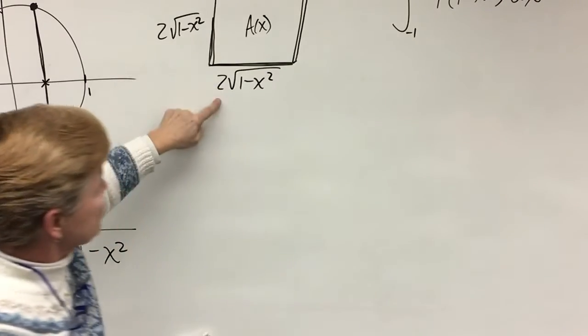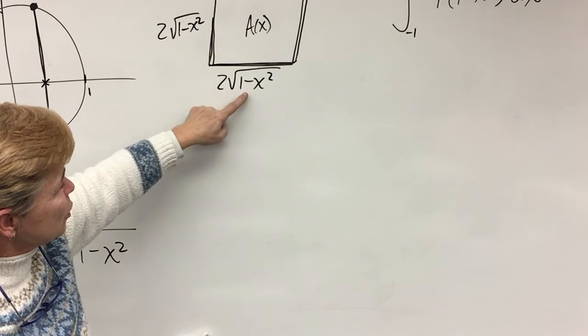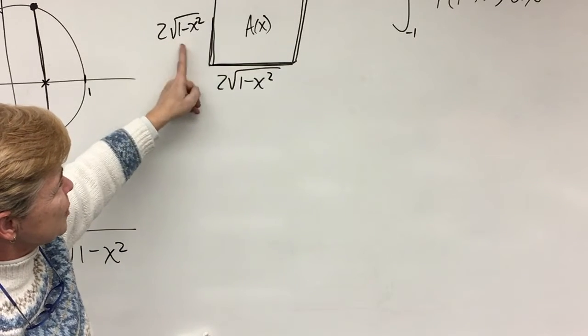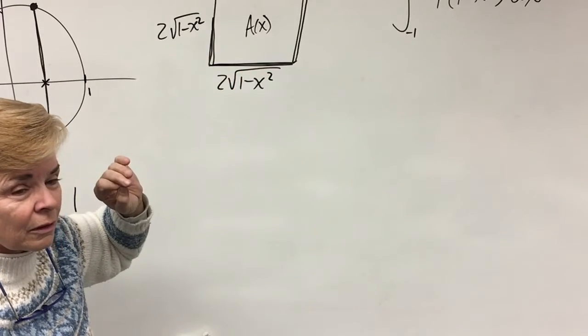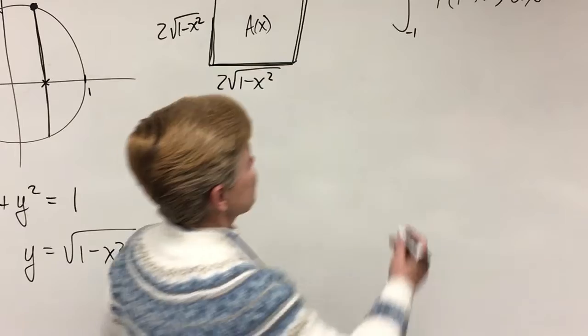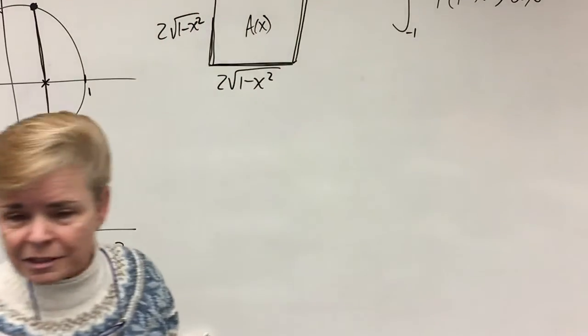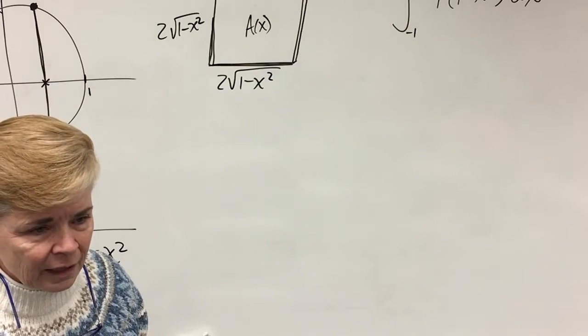That's because I took this times this. The 2 times the 2 is the 4, and the root of 1 minus x squared times the root of 1 minus x squared gives 1 minus x squared. Y'all follow? So this isn't that bad. This really isn't that bad. Take the 4 out. If y'all understand how I got from here to here, that's my big question. That's the big killer. Everybody okay on that?